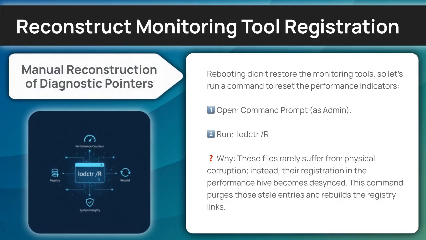Rebooting didn't restore the monitoring tools, so let's run a command to reset the performance indicators. First, open Command Prompt as admin. Second, you're going to type lodctr /R, then hit enter. Why are we doing this? Well, these files rarely suffer from physical corruption. Instead, their registration in the performance hive becomes desynced. This command purges those stale entries and rebuilds the registry links.